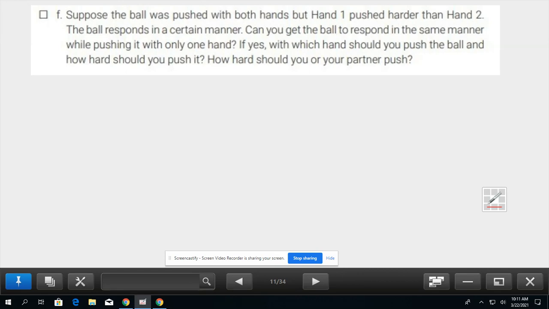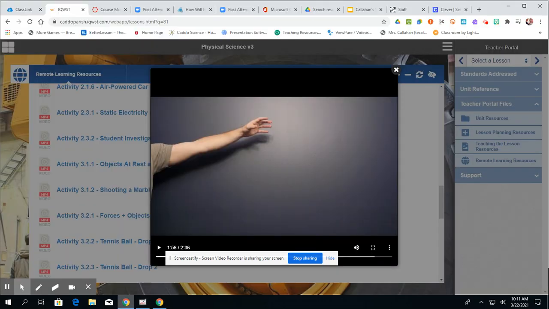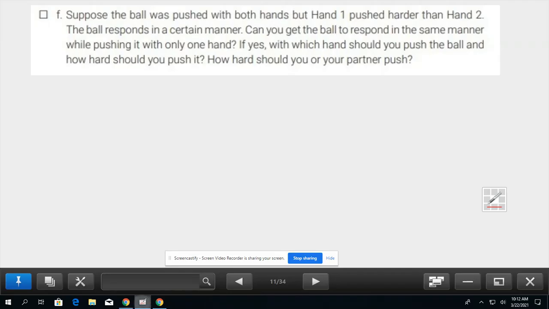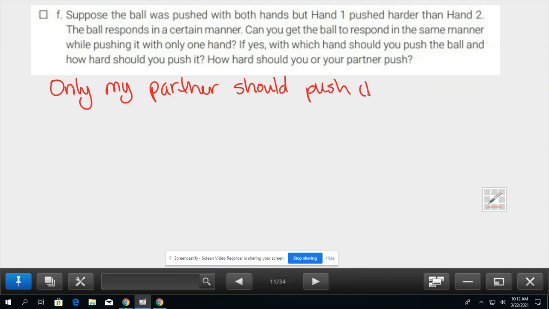Let's try this again. How hard should your partner push? So only my partner should push the ball, but not as hard as before.